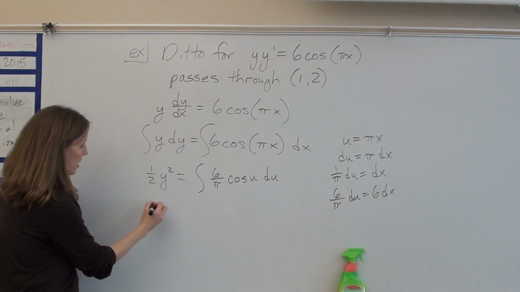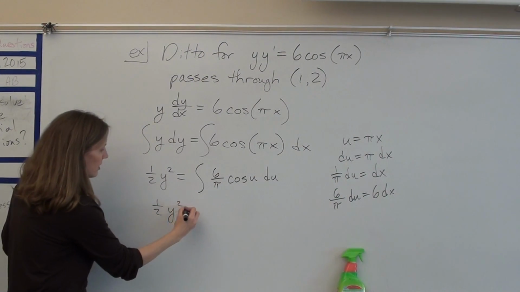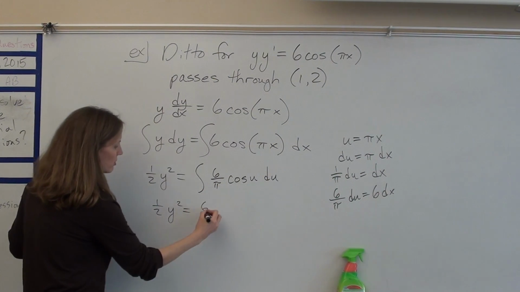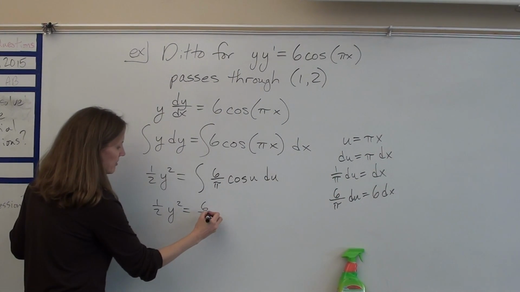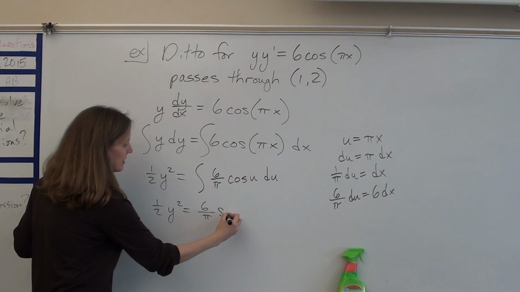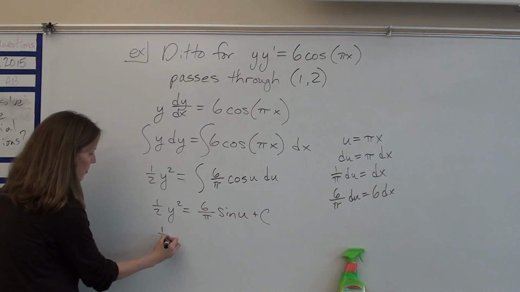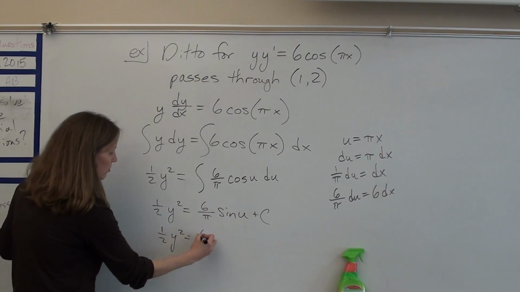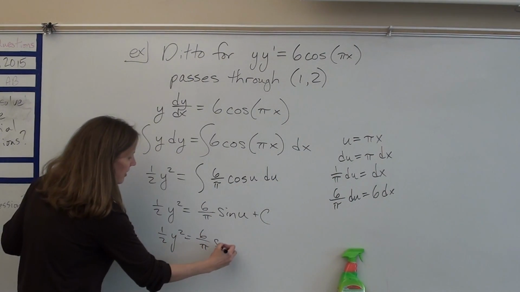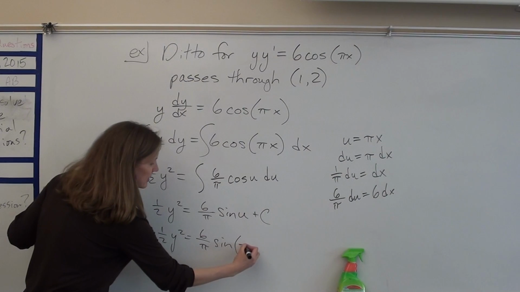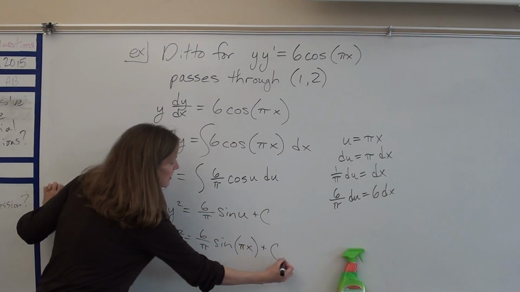So we get 1/2 y squared equals, what's the antiderivative of cosine? Sine. Is it positive or negative? Positive. It is positive. 6/pi sine u plus c. So we get 1/2 y squared equals 6 over pi sine pi x plus c.